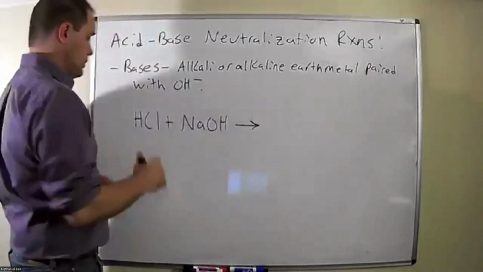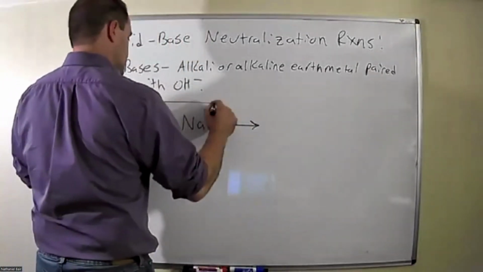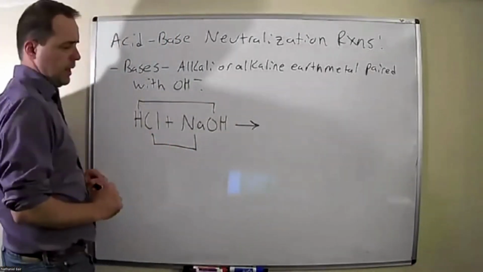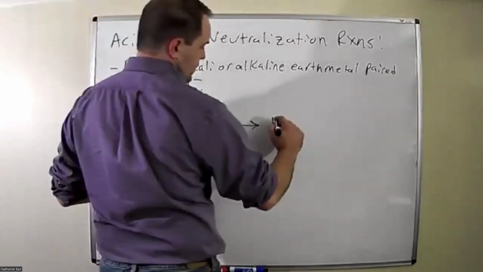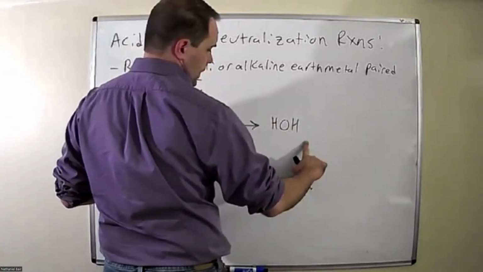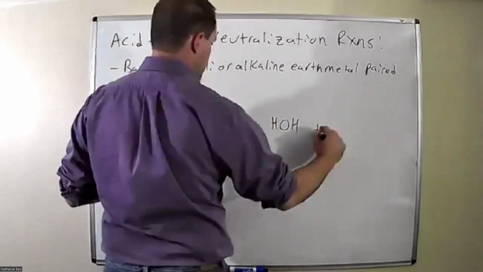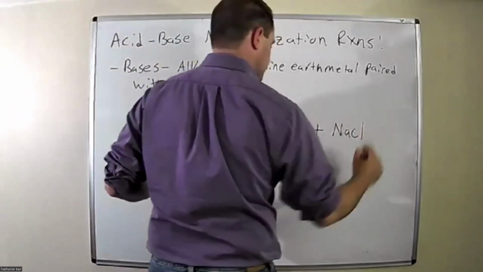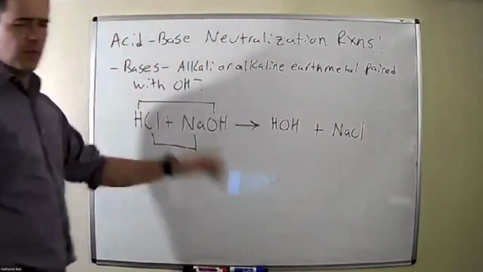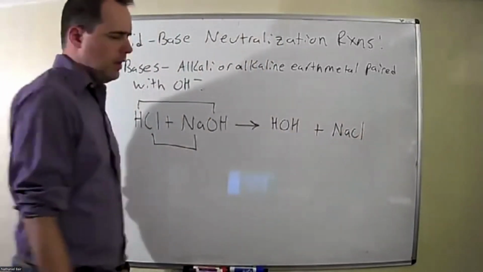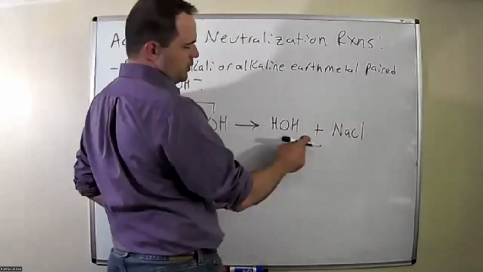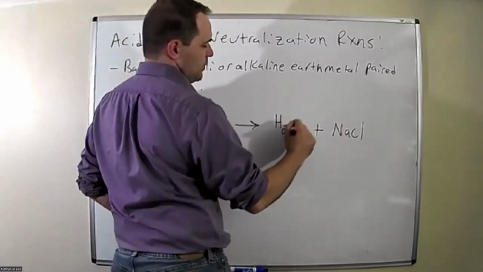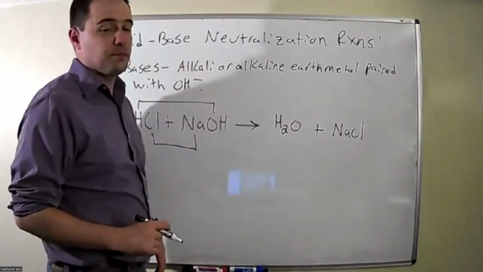Let's take a look. We're going to take H+, pair it with OH-, and take Na+, pair it with Cl-. So my first product is HOH, hydrogen hydroxide, and my next product is NaCl. Everything's plus one, minus one, so it went great. But what's hydrogen hydroxide? Well, that's H2O. We usually don't write it as hydrogen hydroxide. We usually write it as water.